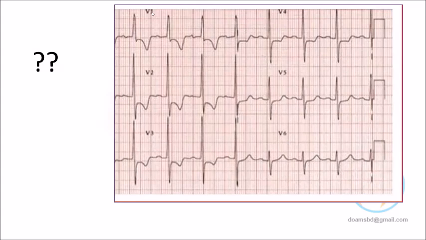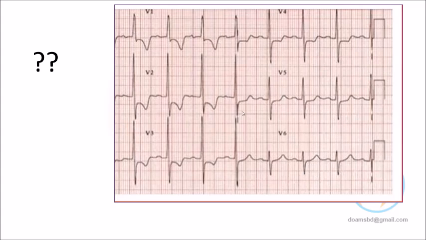Suppose in V1, R is taller. So R is taller means the electrical activity is more on the right side. If R is taller, what will happen to the S wave in V5 or V6 as a reciprocal change? Look at this one, more deeper. Here S in V1 is small, but in V5, V6 or even V4, S is deeper. This is the reality of the ECG, reciprocity.